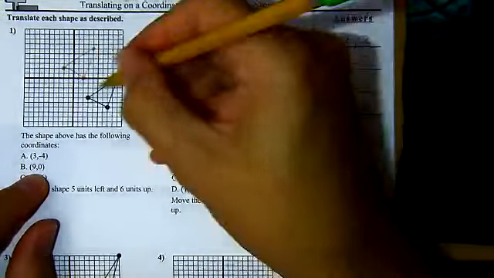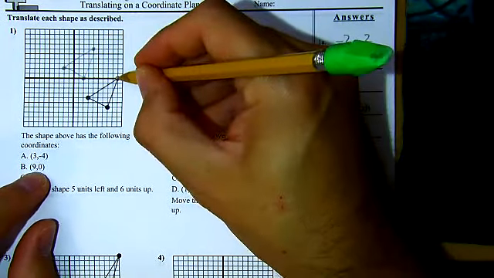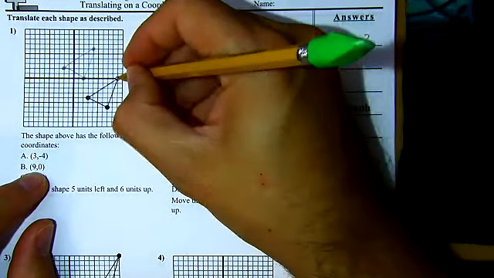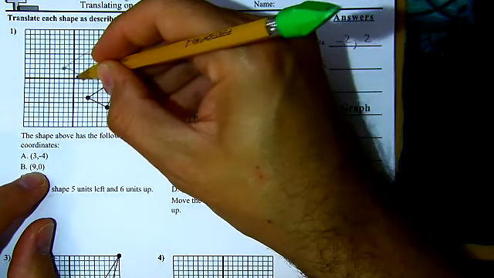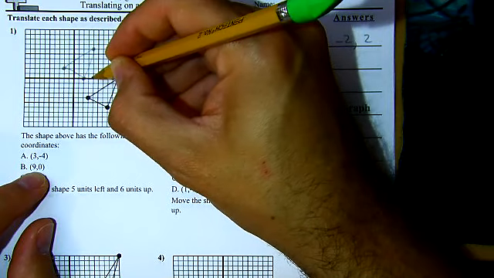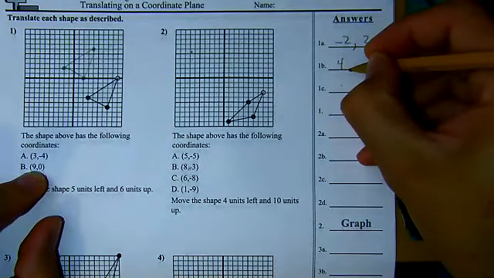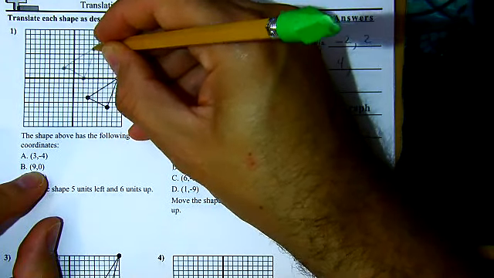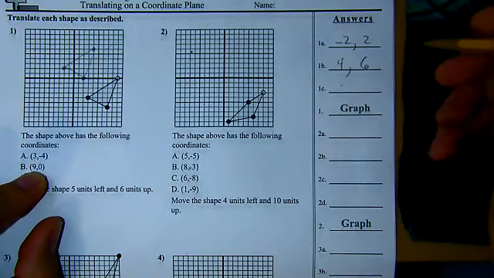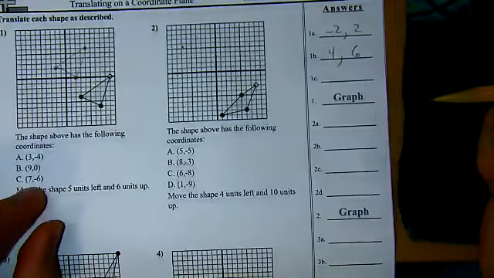Then point B, 9 to the left and 0 up and down. So the new point for that is this one up here. So you're going to count, go from your origin, 1, 2, 3, 4, then 1, 2, 3, 4, 5, 6 up. So the new point for that is 4, 6.